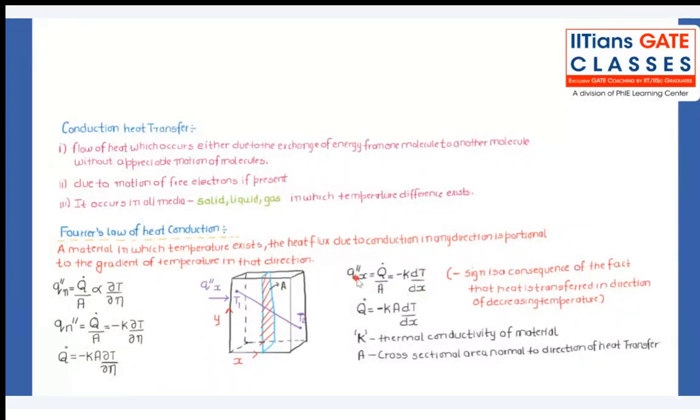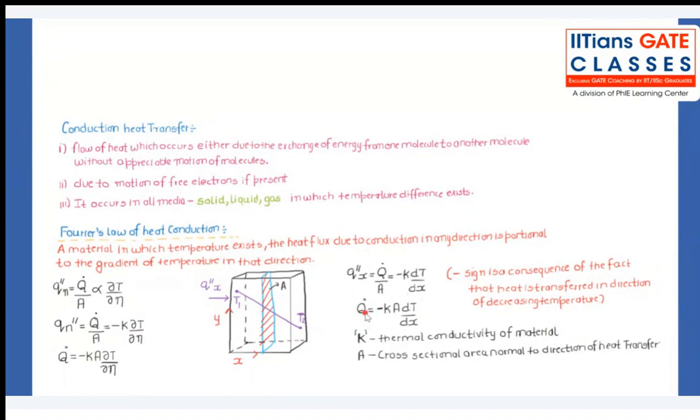And if you want to find out heat flux in the x direction, that is minus K times dT dx. Heat flux is heat transfer rate in the x direction divided by area normal to the direction of heat transfer, which is this hashed area.